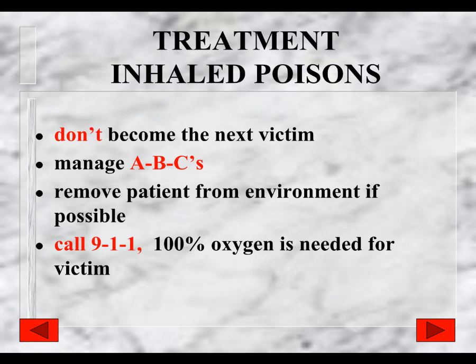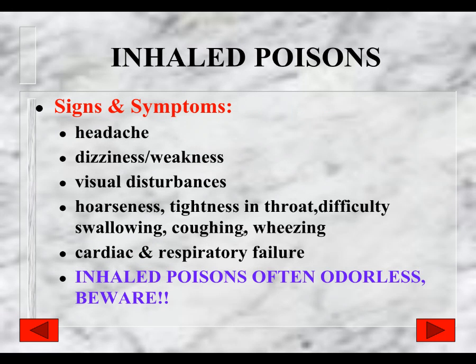Inhaled poisons, signs and symptoms of that: headache, dizziness, weakness, changes in vision, blurred vision, double vision. Sometimes they'll have a loss of vision. Their throat and chest will feel tight. They'll have difficulty swallowing. You'll also have a wheezing sound. And inhaled poisons can lead to a full arrest, cardiac and respiratory arrest.